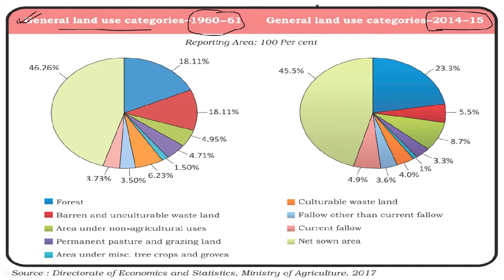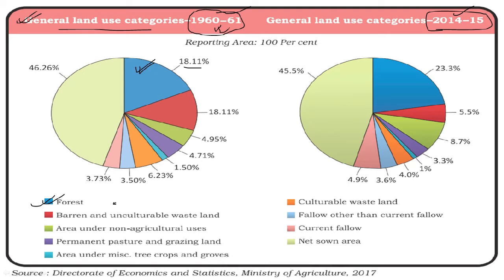So this is the data which I was talking about that you will have to deal with while analyzing the land use pattern by comparing two different time periods. Okay, now let us try and just interpret these two pie charts. Let us take first of all this blue block, this blue pie. It also appears like a pizza. So first of all, we see that the forest was 18.11% in 1960-61.